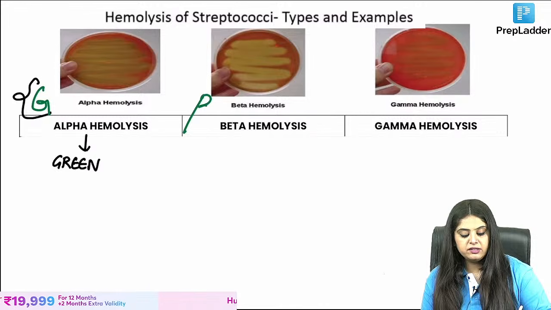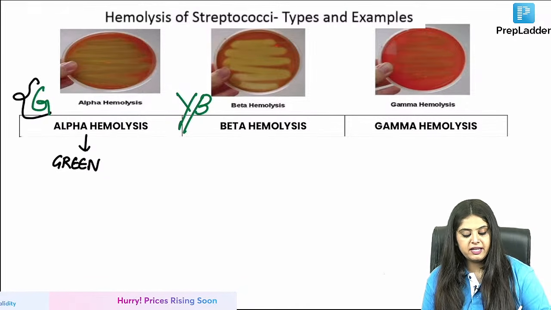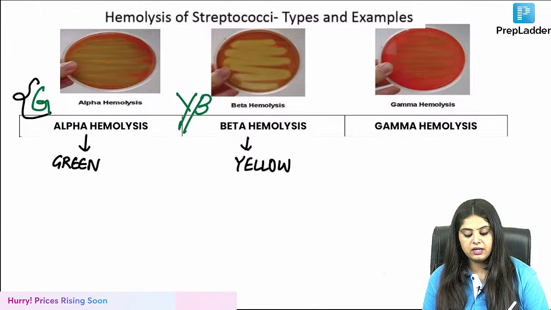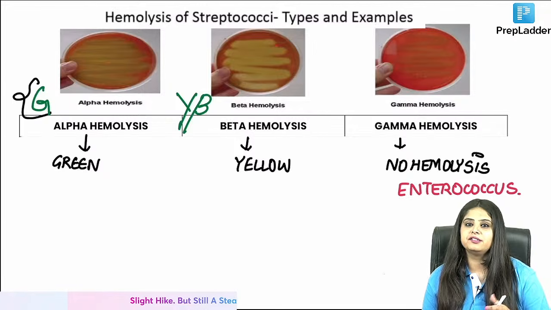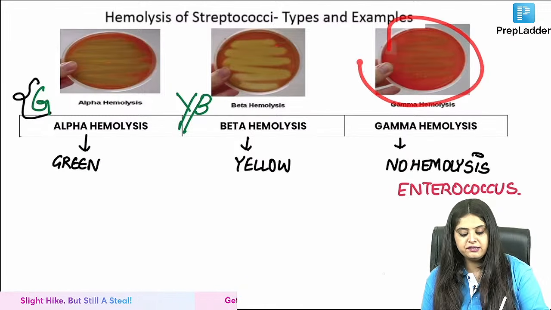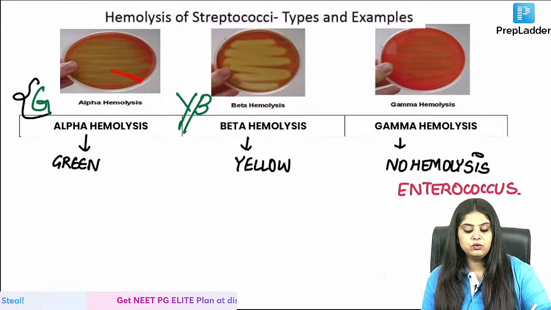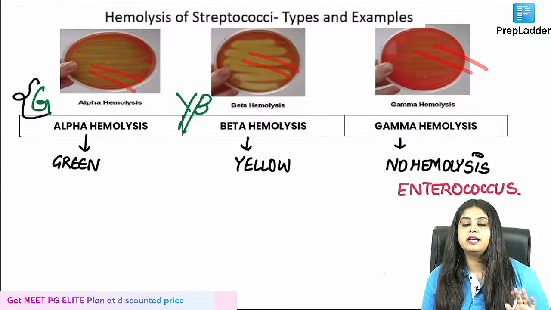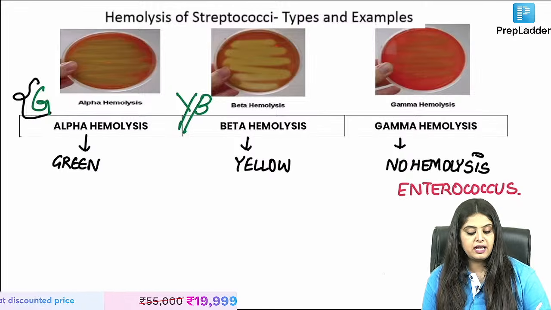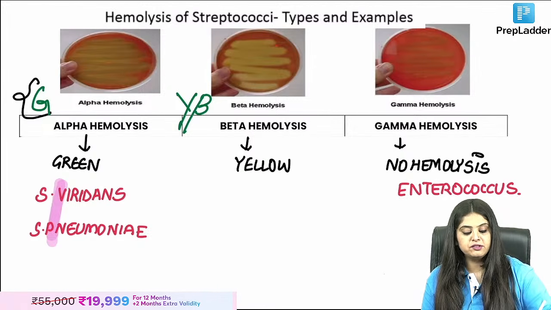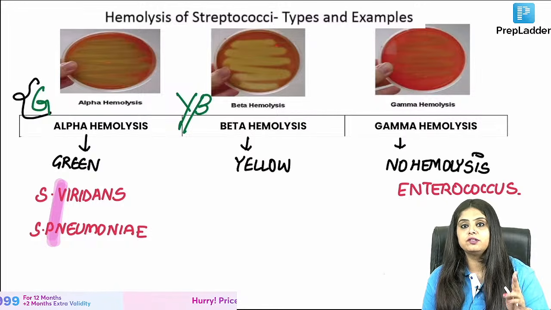Okay, beta hemolysis gives what color? With beta, a Y comes, so beta hemolysis gives yellow color. Gamma means no hemolysis, there is no change in it. The blood is as it is, red remains red. So green color, yellow color, no color. That is alpha, beta, gamma. What comes under alpha? VP comes under alpha: Streptococcus viridans and Streptococcus pneumoniae.